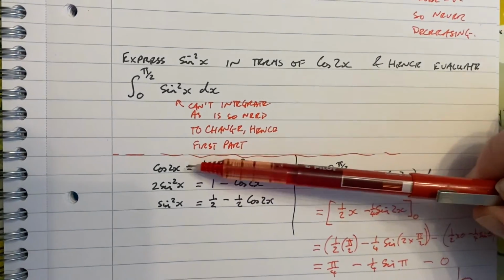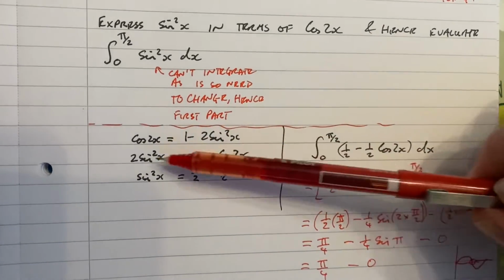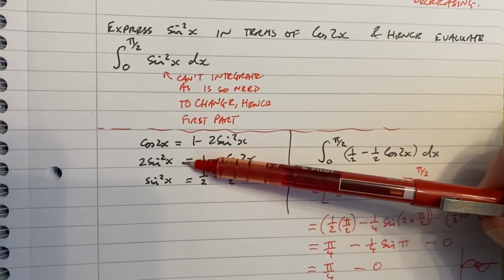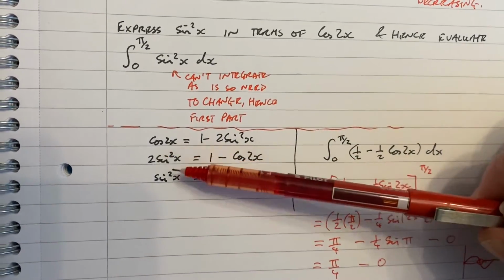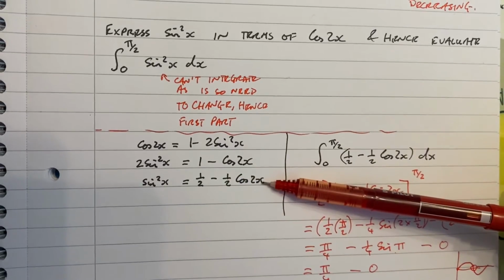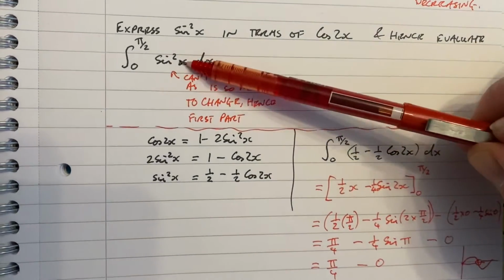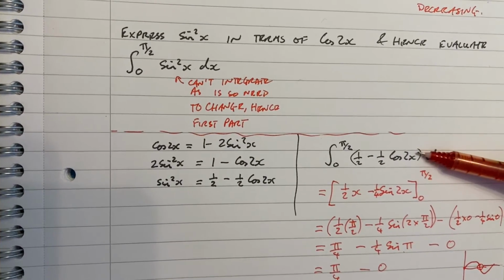So we know that cos 2x is 1 minus 2 sine squared x. So swapping these two over, we get 2 sine squared x equals 1 minus cos 2x. And then we divide by the 2 in front. Sine squared x is a half minus a half cos 2x. So we replace the sine squared x with a half minus a half cos 2x, and we integrate.